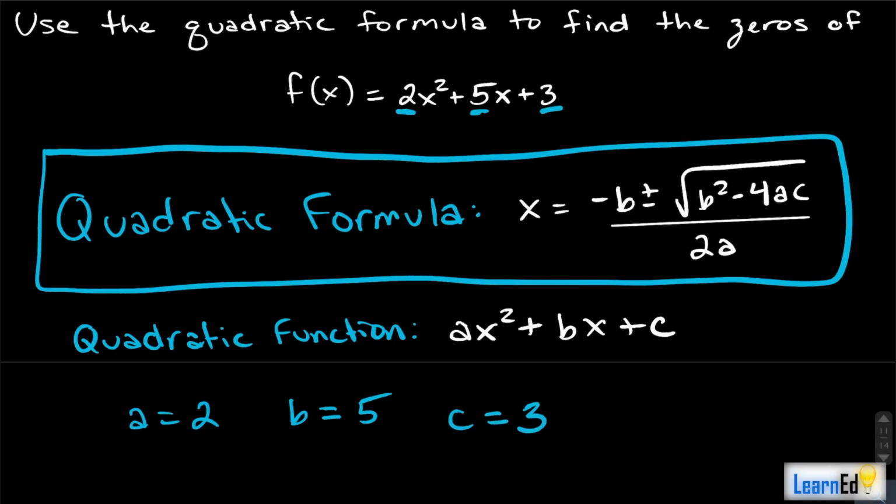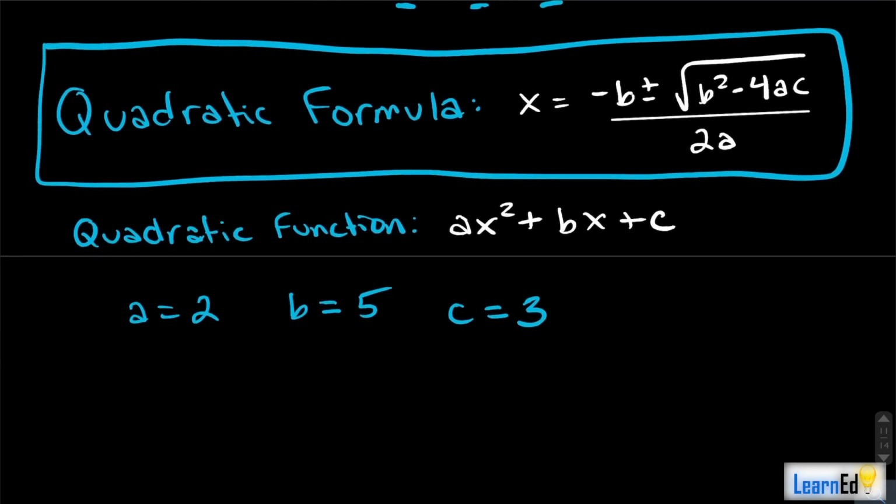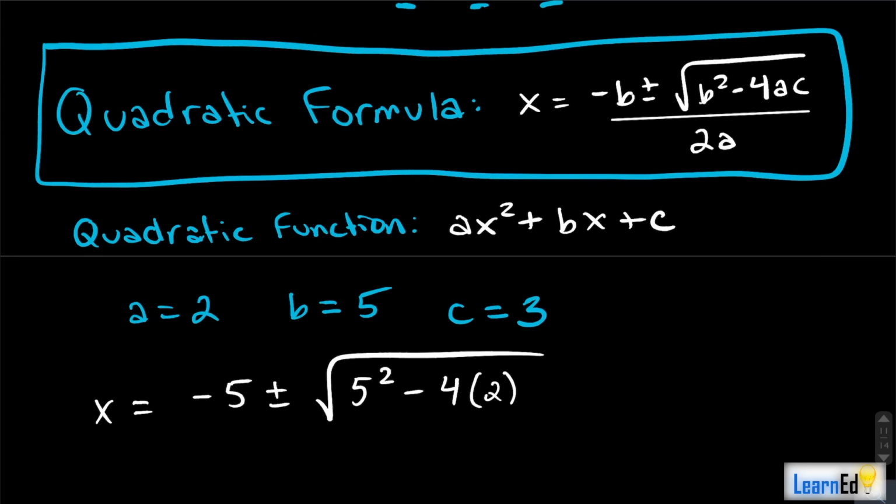Plugging into the quadratic formula, we get x is equal to negative b, that means -5, plus or minus the square root of b squared, so 5 squared, minus 4ac. So 4 times a, which is 2, times c, which is 3. And then this is over 2 times a, which is 2.